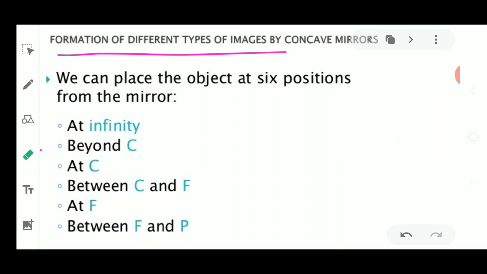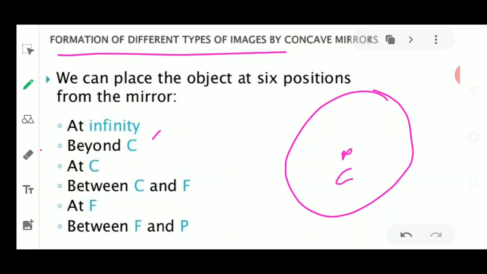Now one should remember the rules and the places where the object is going to be placed. One should remember what C was. C was the center of curvature, meaning it was the sphere from where this mirror was being cut. It was the center of that spherical mirror. Then we discussed what the pole is. Pole means the center of the mirror, which is a part of the spherical mirror.